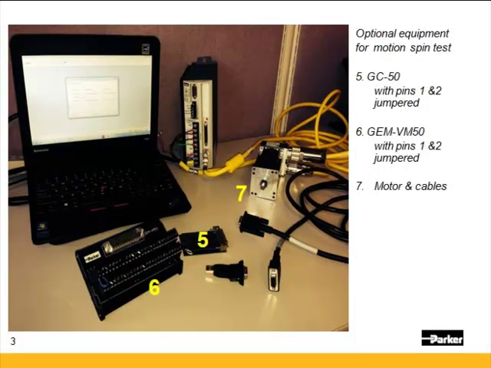If you want to do a spin test of the motor, you'll need either a GC50 or GEM-VM50 with pins 1 and 2 jumpered, which is the hardware enable. Obviously the motor with power and feedback cables as well.